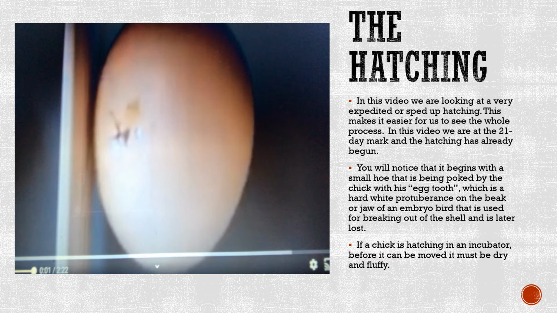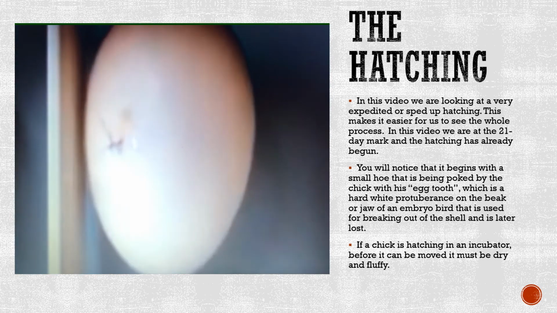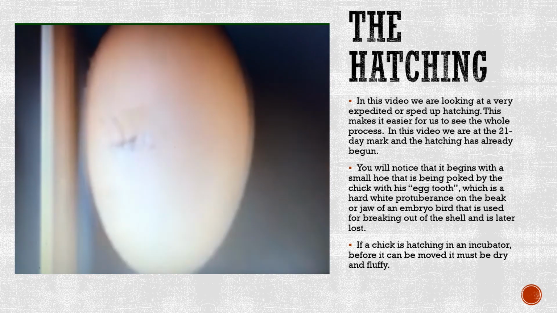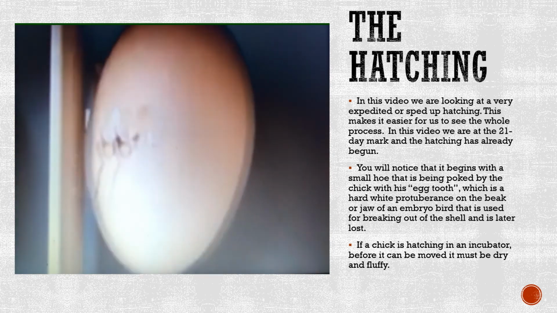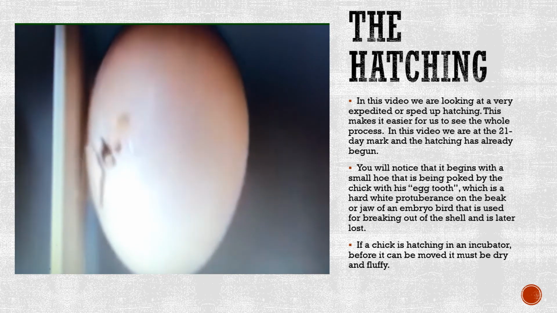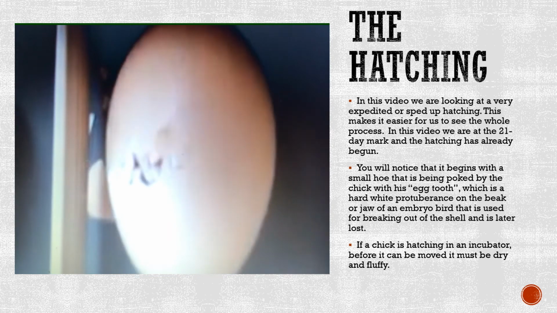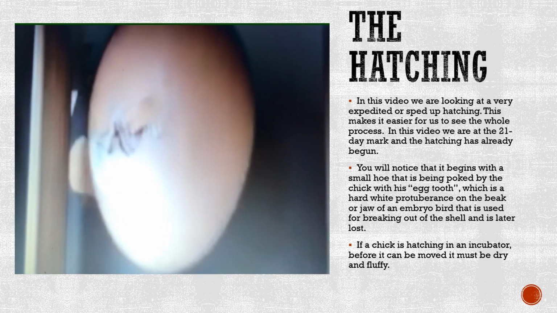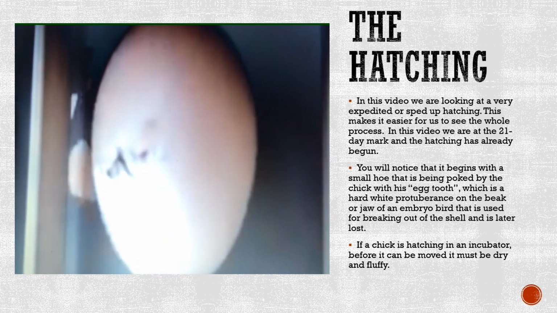If the chick is hatching in the incubator, make sure before it's moved that it's dry and fluffy. It's really important. That way they're staying warm and at the appropriate temperature. So let's take a look at this egg hatching. And remember, this is sped up quite a bit. That's why you're seeing the egg jarring back and forth from the movement. Eggs can take up to 24 hours to fully emerge from the shell, which is why we're watching a sped up version.